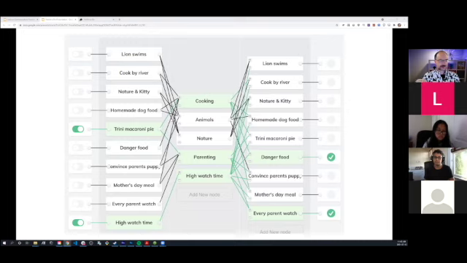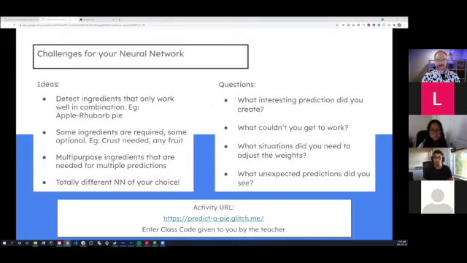The next stage in the workshop, which I won't show you, is now we get the participants to design their own network. So we have a few different examples of the kinds of networks that they might want to do, just with a bunch of ideas and then questions to discuss afterwards. So we have some ones that are directly related to the examples, like detect combinations that work only in combination. So like an apple rhubarb pie, the rhubarb doesn't work by itself. Taking challenges like that. And then other kinds of totally different things.